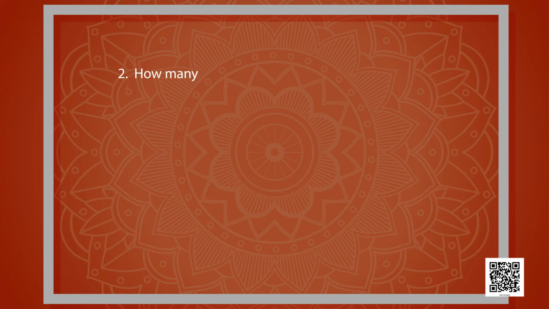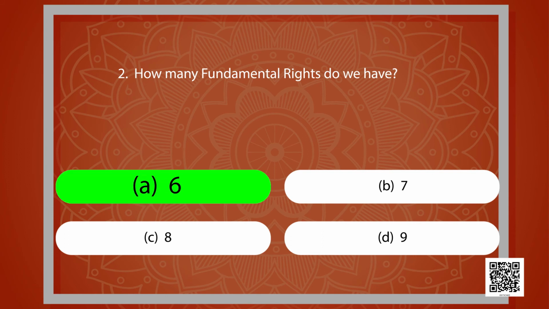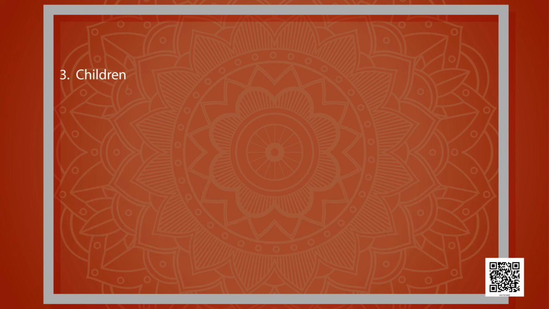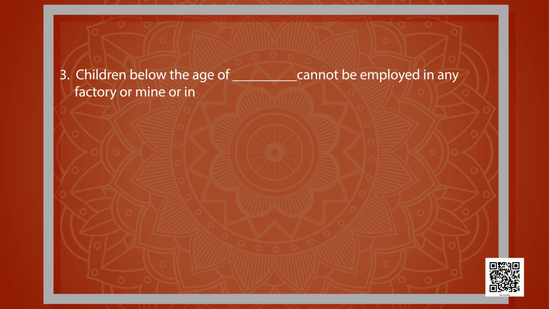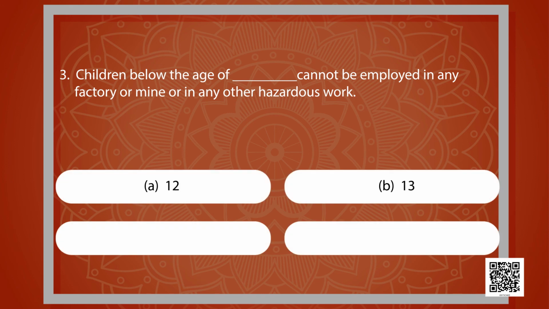Moving on, how many fundamental rights do we have? 6, 7, 8 or 9? Yes, the Constitution of India gives us 6 fundamental rights. Correct. Alright, next question. Children below the age of dash cannot be employed in any factory or mine or in any other hazardous work. 12, 13, 14 or 15. Correct, it is option C, 14.